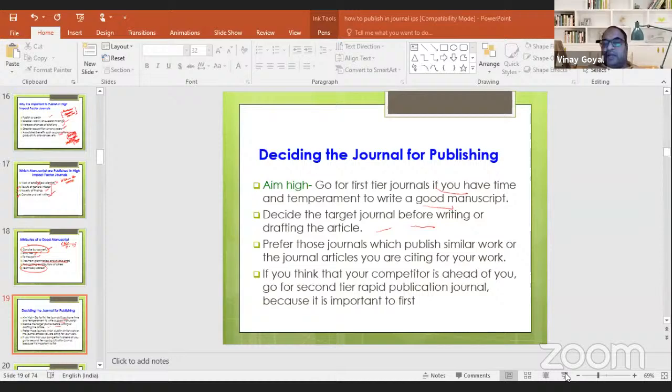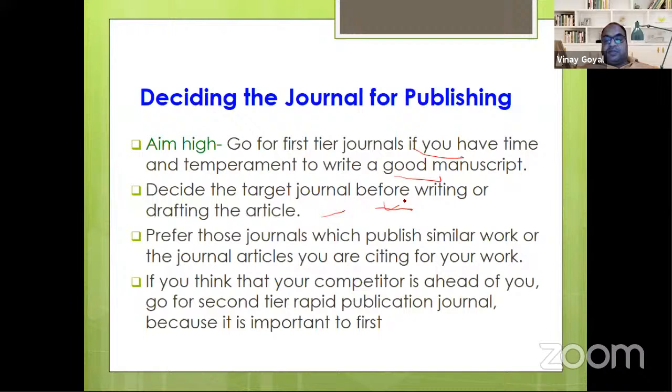So that is what is written here, which I was showing you. Decide the target journal before writing or drafting the article. So that you have to keep in mind. You have to decide the target journal before you write or draft the article. Prefer those journals which publish similar work or the journal articles you are citing for your work. I have already explained this, that you should prefer journals which publish a similar type of work. That you have to identify. That is another type of research that you have to do. This is research. Identification of a journal is also research.